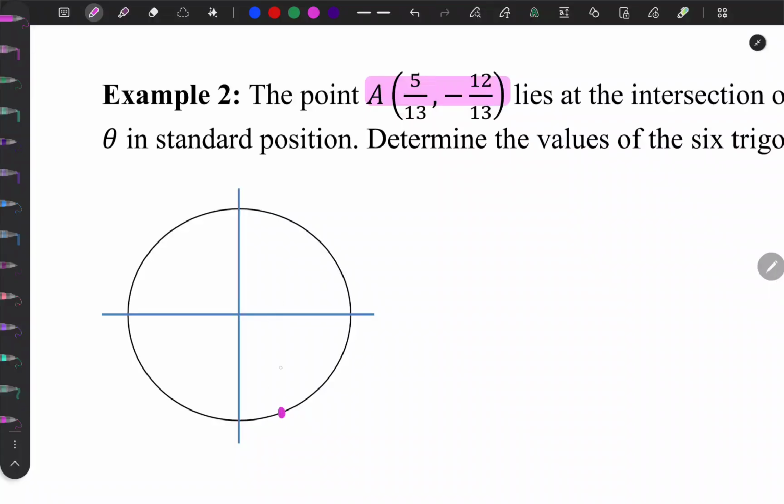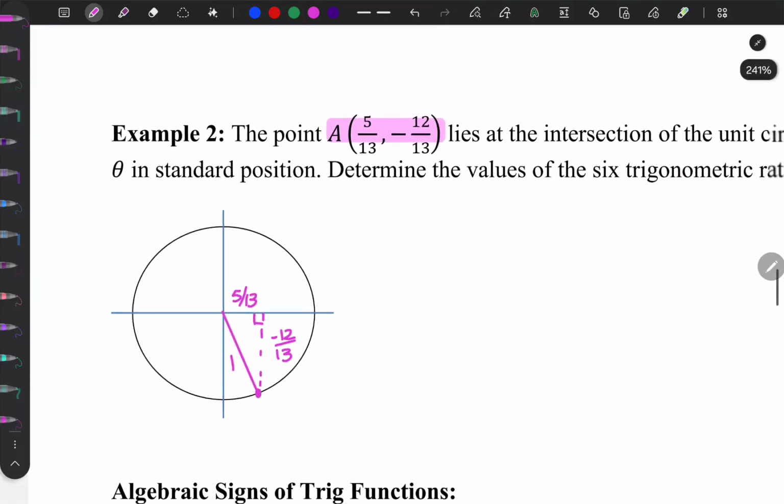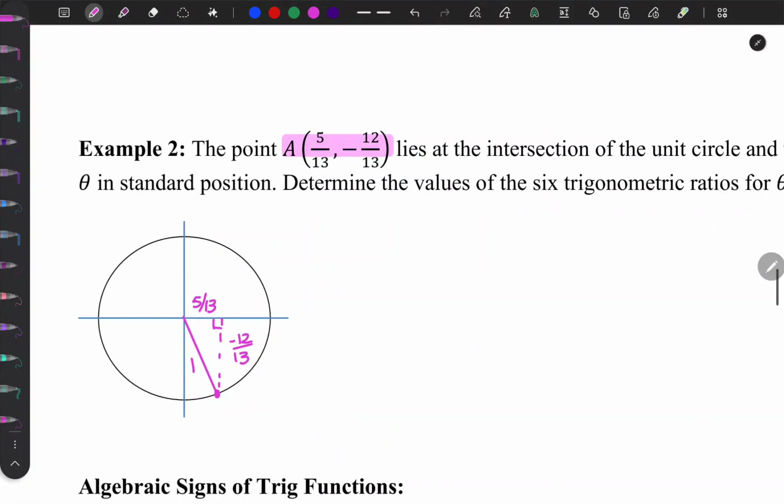Looks like it'll be something down here, so let's draw in our terminal arm, and then we'll dash in an x and a y. So x is 5 over 13, y is negative 12 over 13. And knowing that this is on the unit circle, we already know that r is equal to 1. If we didn't know that the point was on the unit circle, we could calculate it using x and y. So we have x equals 5 over 13, y equals negative 12 over 13, r equals 1, which is why we love the unit circle, just for the convenience of that.